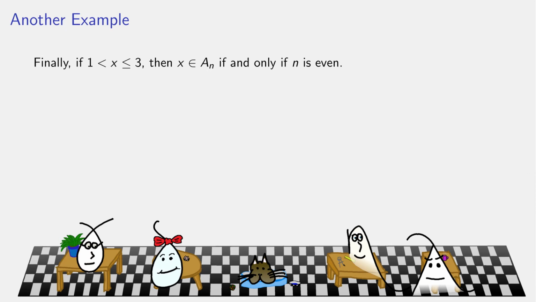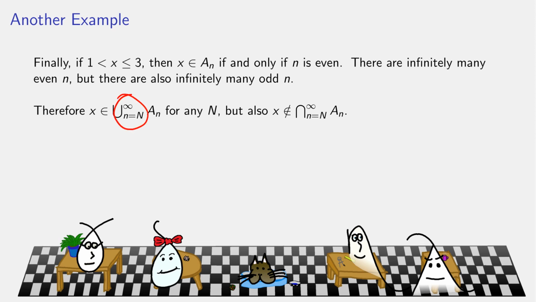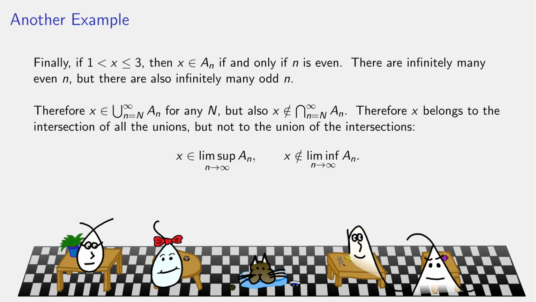Then you're in A sub n if and only if n is even. There are infinitely many evens, but there are also infinitely many odds. So it is in these unions because there's going to be even numbers in these indices. So x will belong to this union, but it won't belong to this intersection because there's going to be odd indices in that intersection, and x won't be in some of those. So x belongs to all of the unions and therefore the intersection of all the unions, but it doesn't belong to any of the intersections, and therefore it doesn't belong to the union of the intersections. It is in the limsup, but not in the liminf, and this was for x's in between 1 and 3.